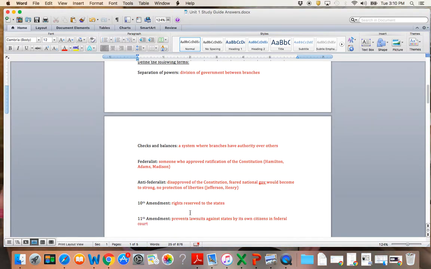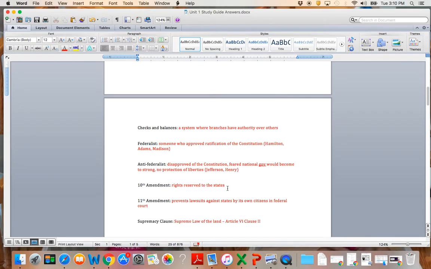Federalist versus Anti-Federalist. The Federalists wanted the Constitution to be passed right away. They wrote the Federalist Papers. Anti-Federalists disapproved. They thought the national government would become too strong. They wanted their liberties protected. In the end, they agreed to pass the first 10 amendments, and then the Anti-Federalists did approve of the Constitution.